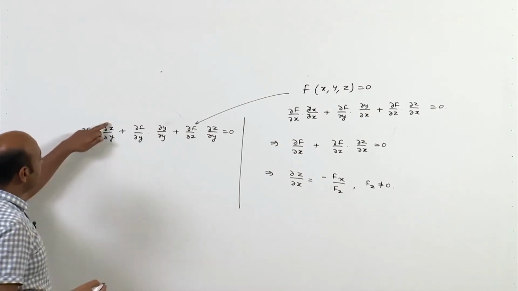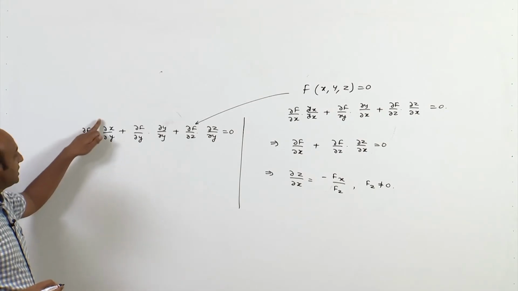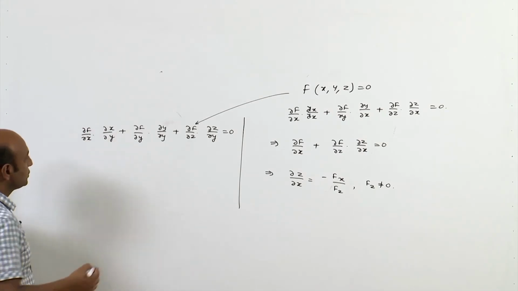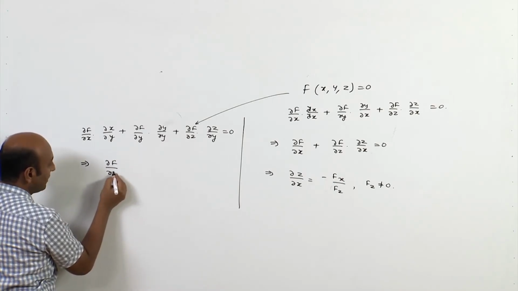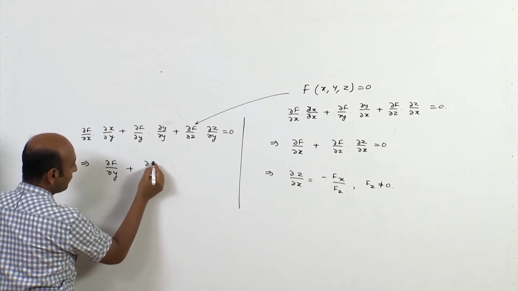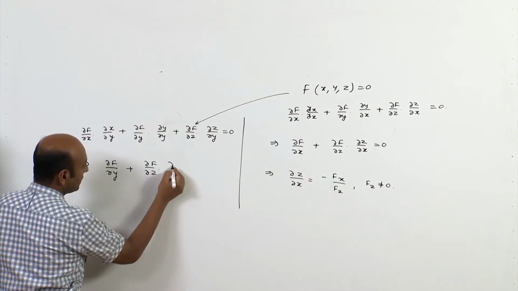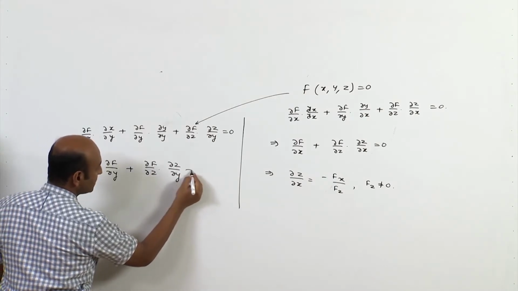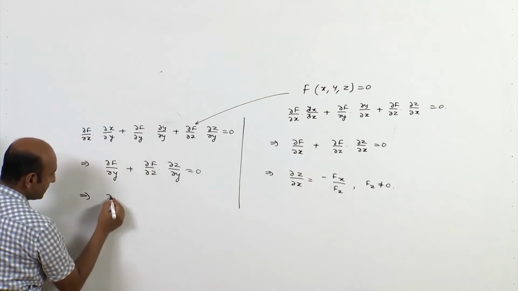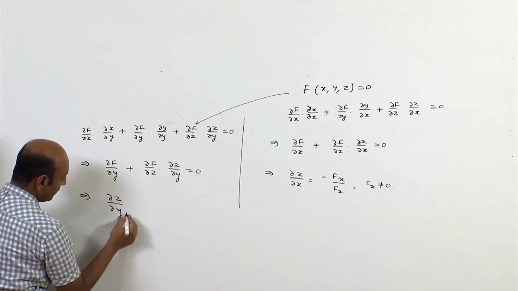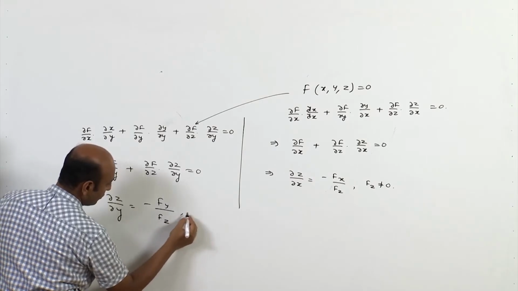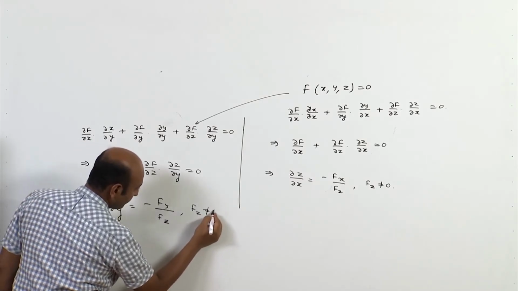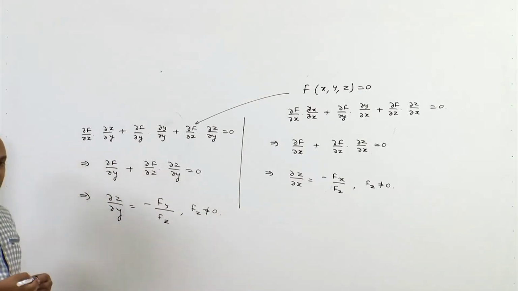Now, again x and y are independent variables, so this will be 0, and this is 1. So this implies del f by del y plus del f by del z into del z by del y will be 0, and this implies del z by del y will be minus fy upon fz, provided fz is not equal to 0. So that is how we can simply obtain del z by del y.